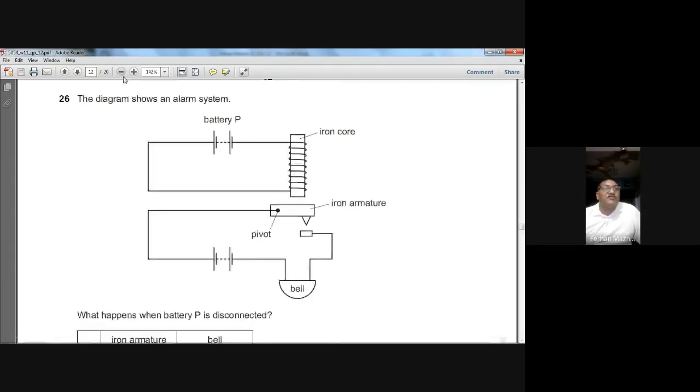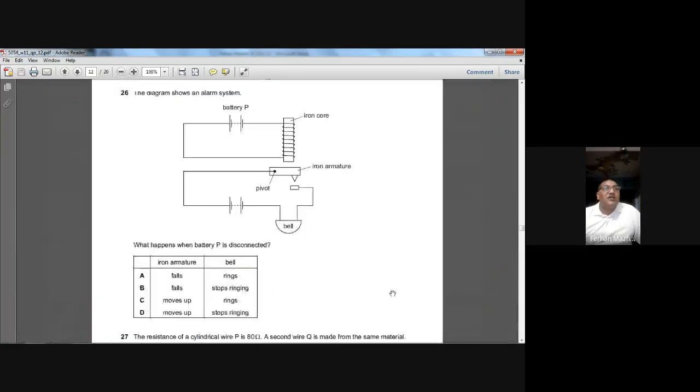Let us read the question. The question is, what happens when battery P is disconnected? So when battery P is disconnected, the iron armature will fall and the bell will ring. So question number 26, A is the option.